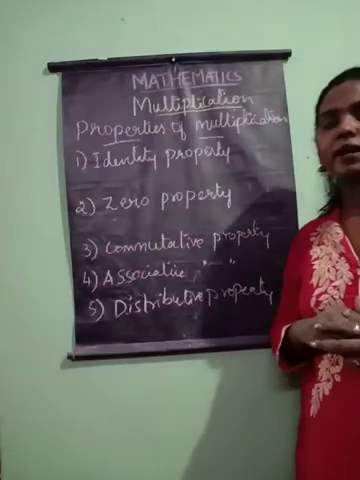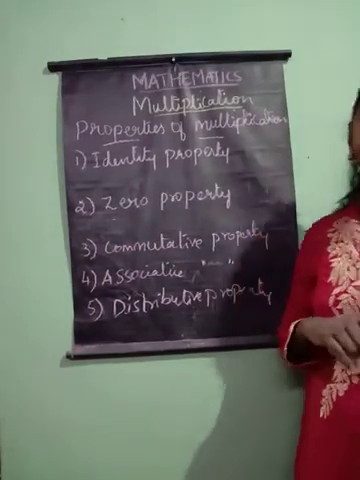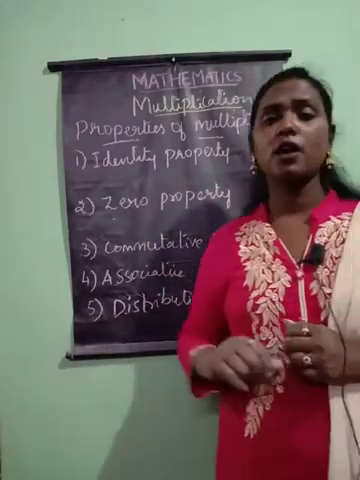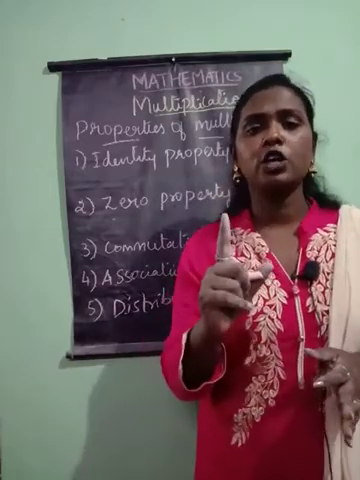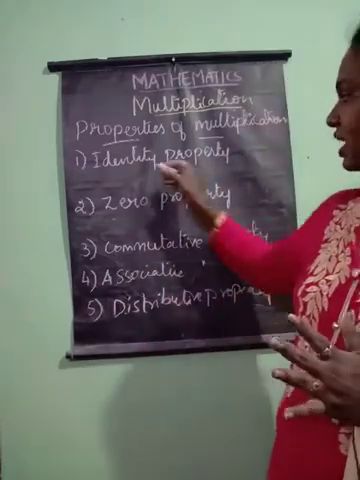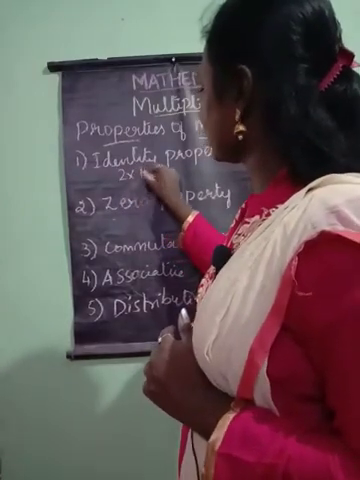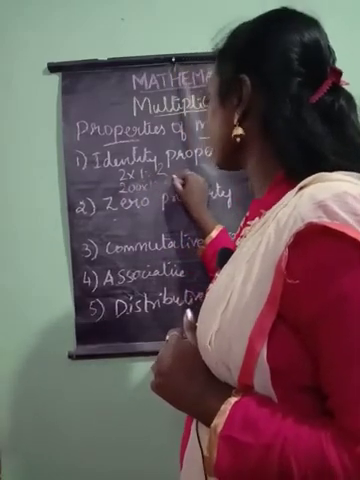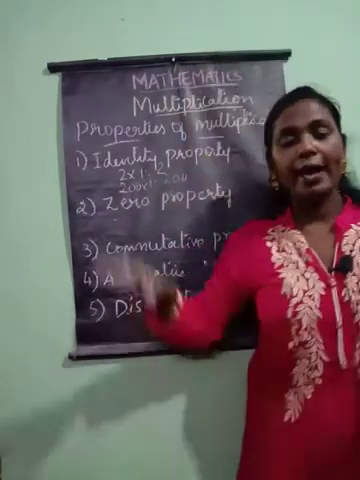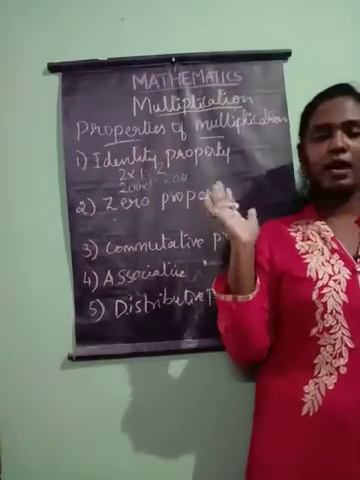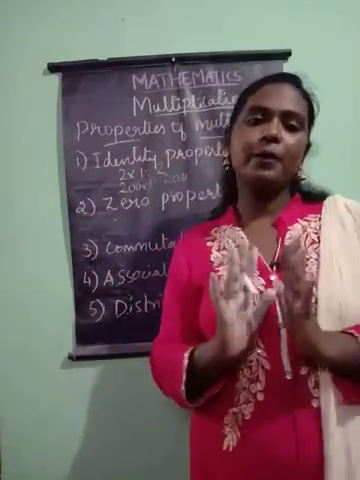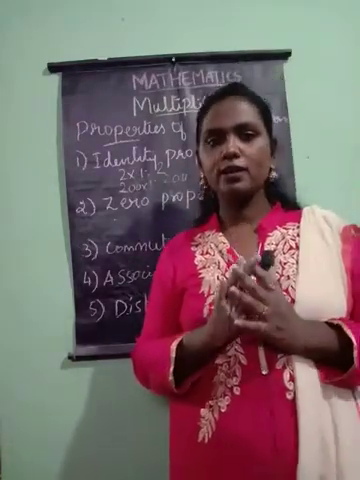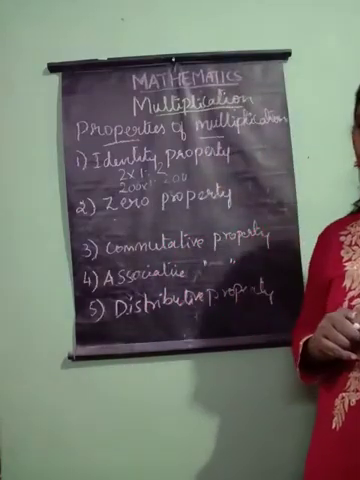So what do you mean by identity? The identity number is 1. This property explains to us that if you multiply any number by 1, you will get the same number. For example, 2 into 1 is 2, or 200 into 1 is also 200. As big a number or as small a number, whichever number you multiply by 1, the answer is the number itself, right? Have you understood that? Yes.